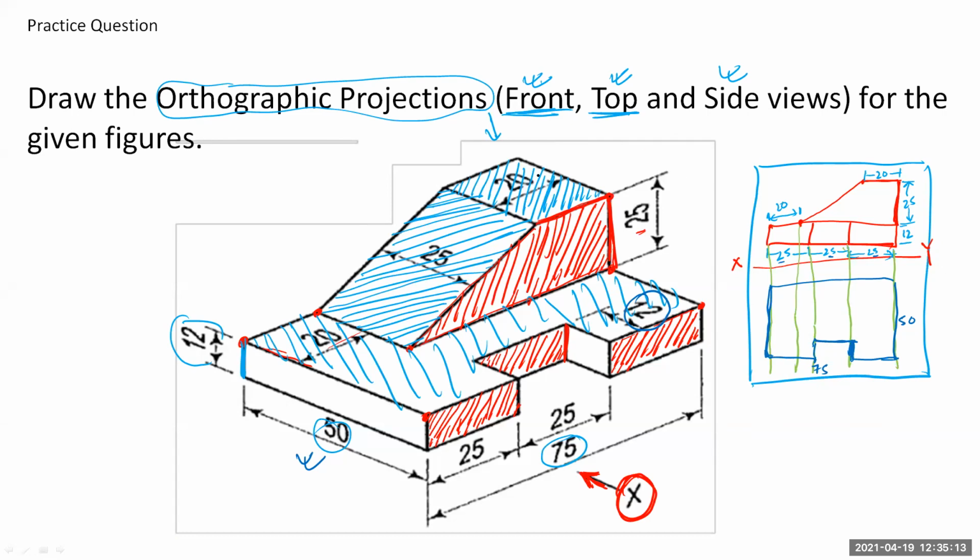Now come and let's see how to draw this face and this face. This distance is written as 25. So from this corner, you come 25 in the downward direction, and you can draw the projection of this line point also. And from 25, you can connect.